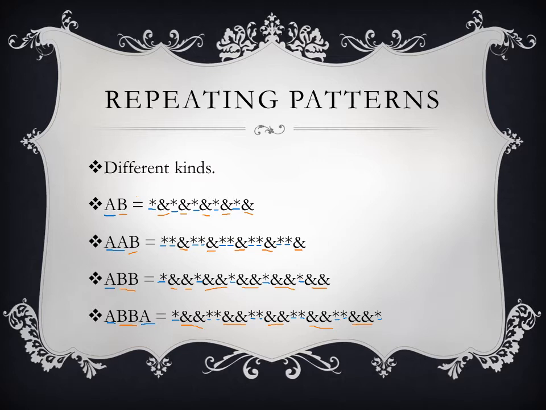And the last type of repeating pattern that we're going to look at is the ABBA pattern. Okay, we start out with an A, then we have two B's back to back, and then we have an A. So we have in our pattern here a star, and sign, so it's two and signs, and then another star. So that keeps repeating over and over again. So star, and sign, and sign, star, star, and sign, and sign, star, star, and sign, and sign, star.